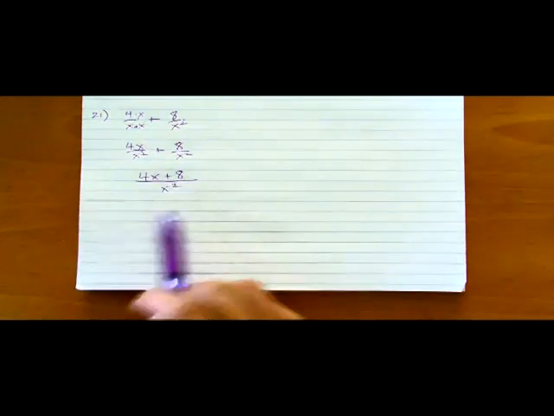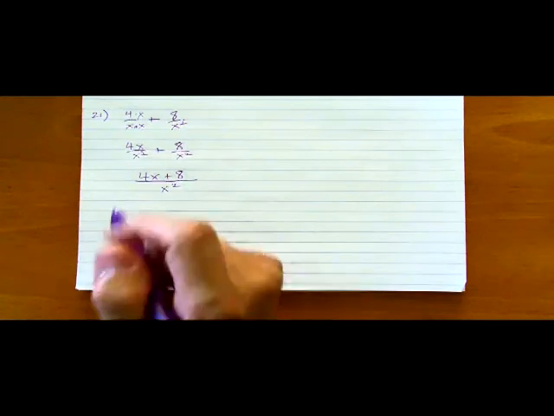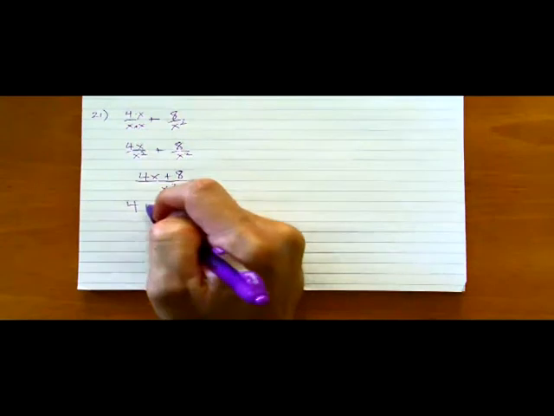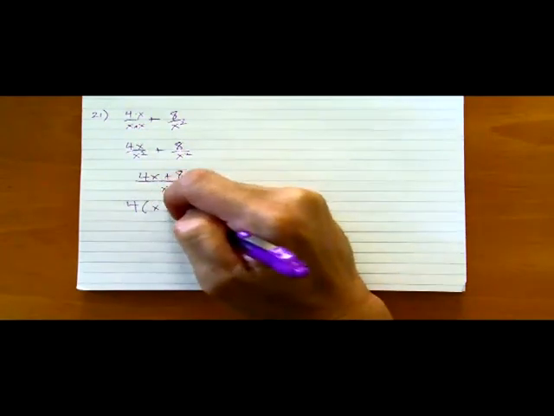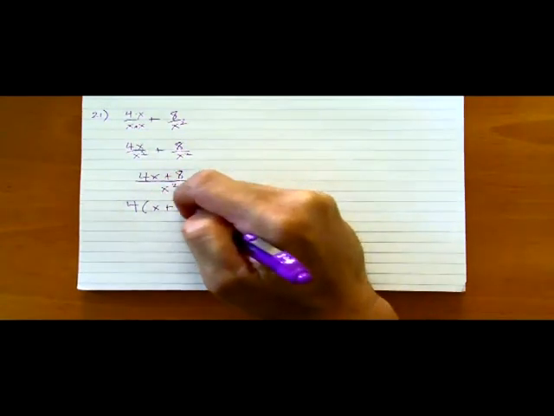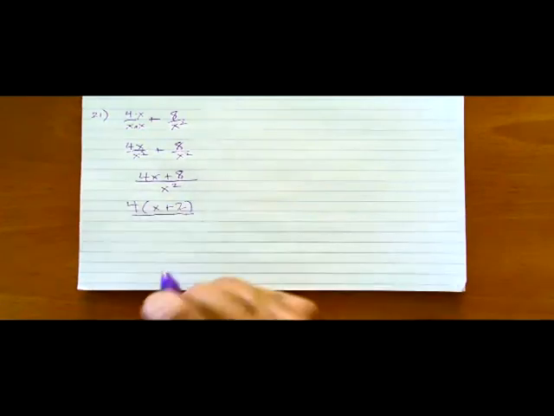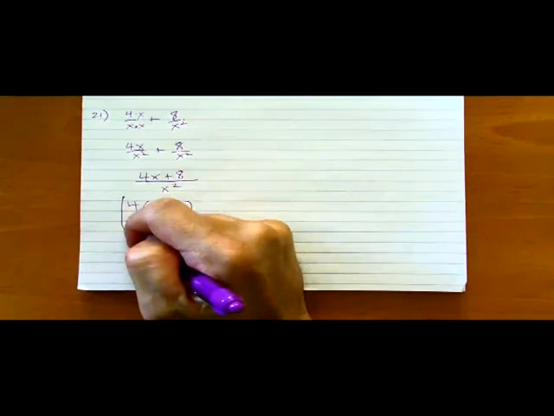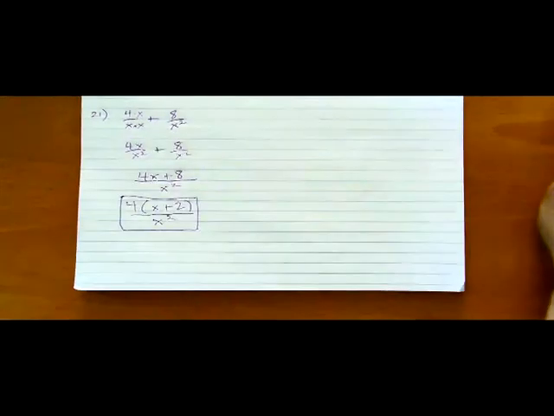Now we can simplify. We need to factor the top first, to get this into the most factored form we can, and if there's anything left to cancel, we do so. They have a 4 in common, so if I factor out a 4 in the top, that gives me 4 times (x plus 2) over x squared. There's nothing in common, so this is our solution, in most factored form.